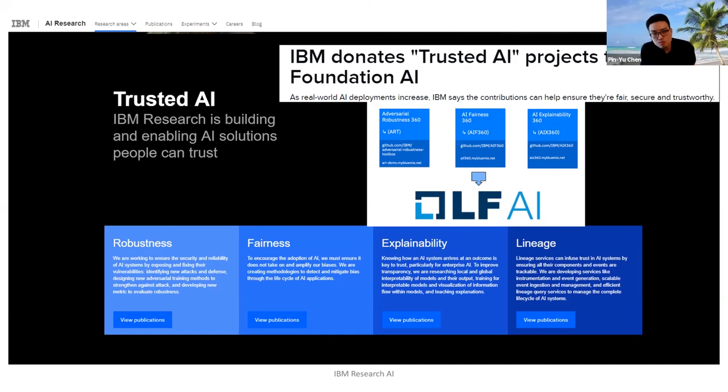Lastly, I just want to mention that trusted AI is something that IBM values a lot. Robustness is just one dimension of it. So in our group, we also focus on fairness, explainability, and transparency, all together to bring trust to our AI technology and services.